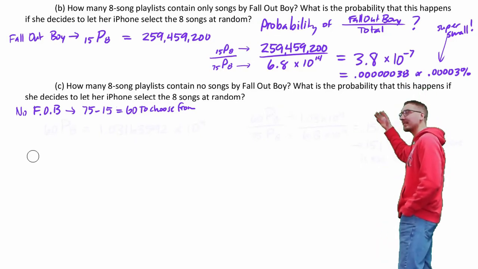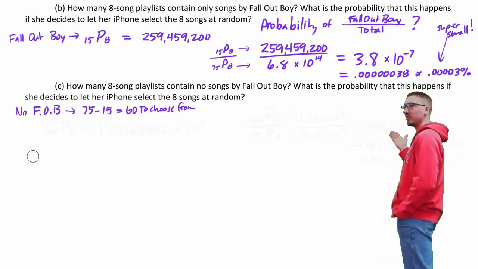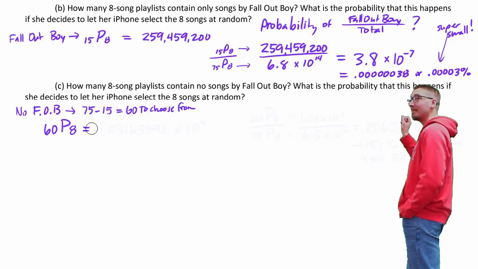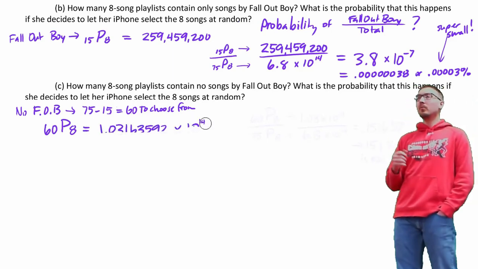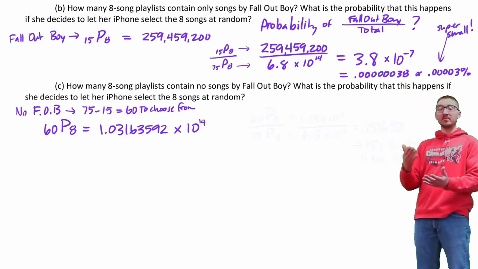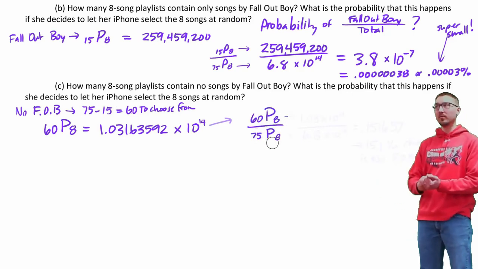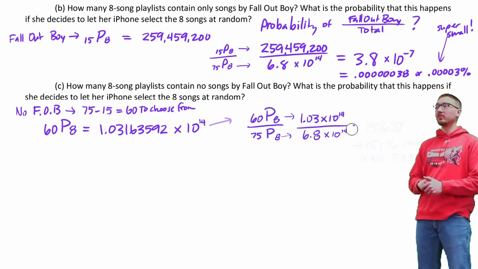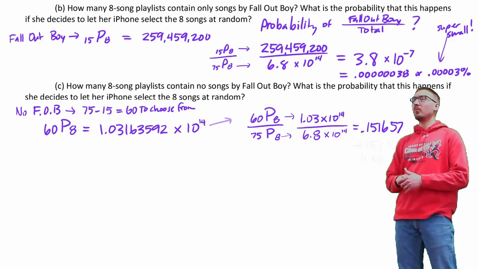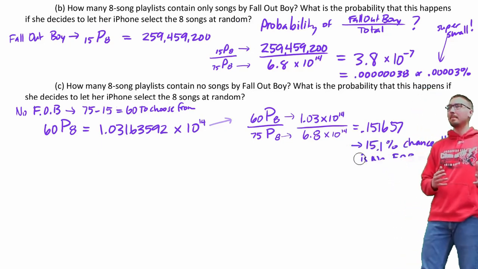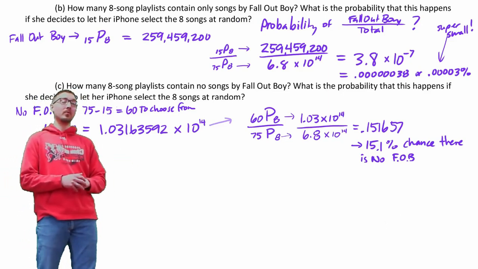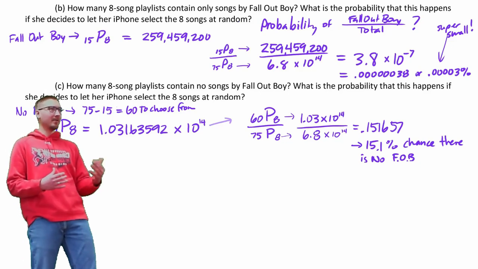So that's the group I'm going to be selecting from, and we're saying that the order matters here, so it's a permutation, but I'm still selecting 8 songs for the playlist, so 60P8. And if I do that, I get 1.03 times 10 to the 14th power. Dividing that by the total number of possibilities out of 75 songs, picking 8 of them, where the order matters, the answer from Part A, if you will, I am going to get the decimal after dividing of 0.15165 and so on. So that's a 15.1% chance there's not going to be a single Fall Out Boy song on this playlist, which is actually higher odds than you would expect.